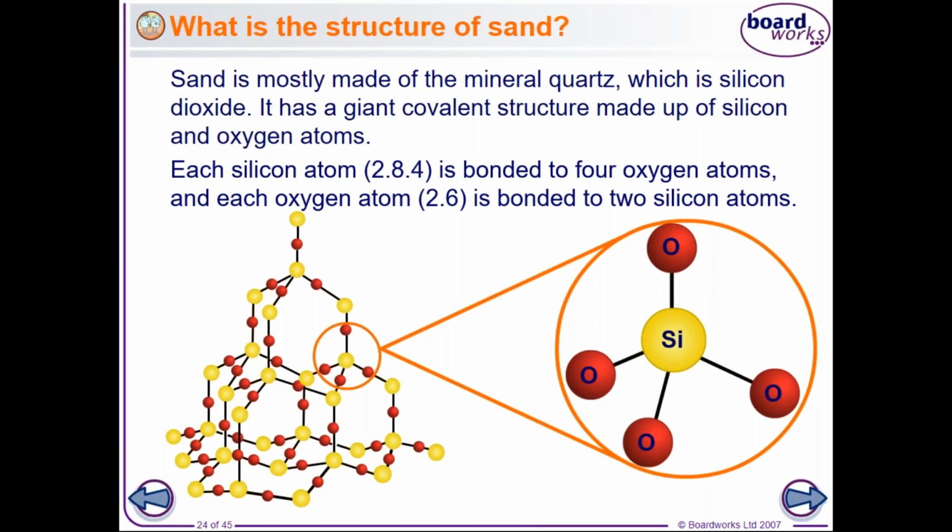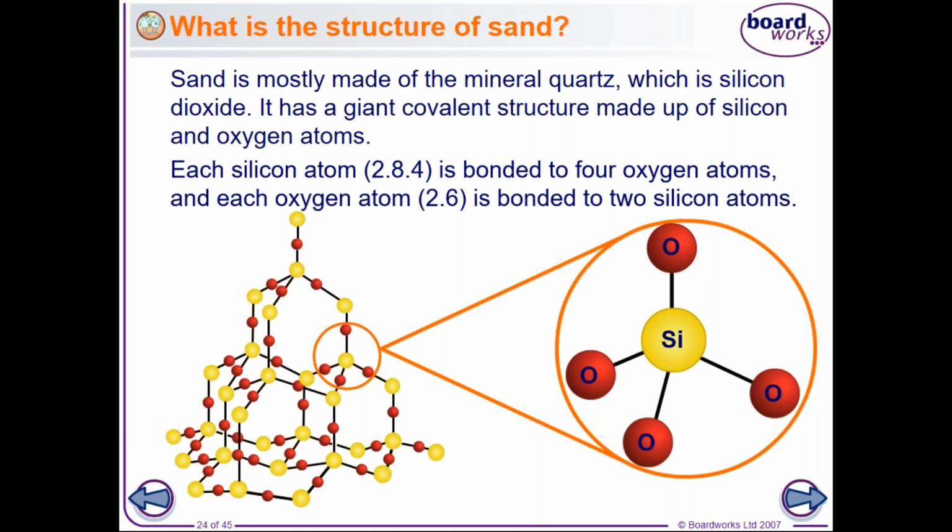So if one silicon joined with 4 oxygen, and if one oxygen joined with 2 silicons, if you simplify these numbers, what you will get is a 2-to-1 ratio. It means your compound truly will be SiO2, silicon dioxide. This is why the molecular formula of silicon dioxide is SiO2, because each silicon is joined to 4 oxygen and each oxygen is joined with 2 silicons.